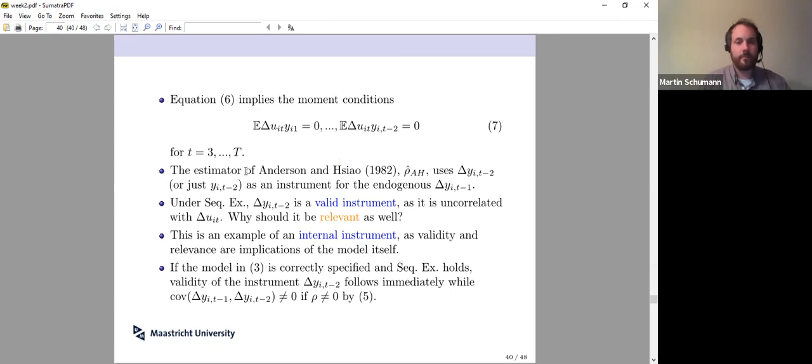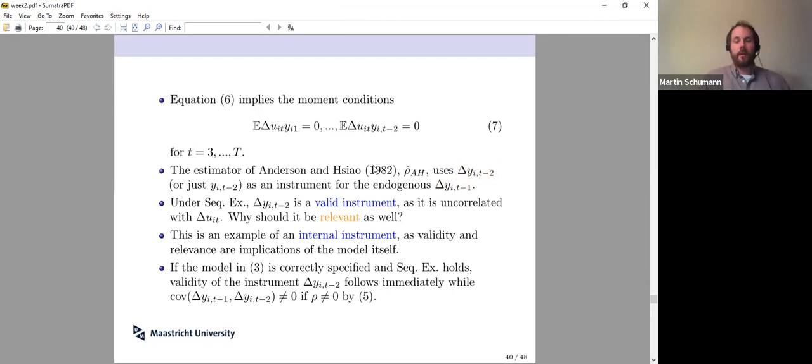Of course, you can make use of these moment conditions in different ways. For instance, there's a famous estimator by Anderson and Hsiao who simply use Δy_i,t-2, so this thing here, or just y_i,t-2. With or without the delta, both times it's okay. So both are valid instruments, and you instrument the endogenous Δy_i,t-1. Δy_i,t-1 is not uncorrelated with Δu_it, so you use this thing here as an instrument for this.